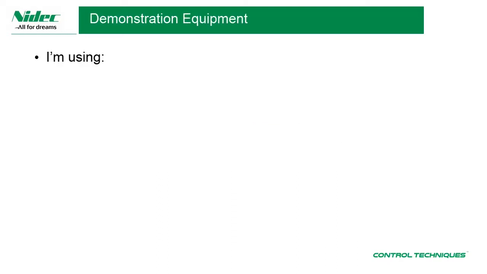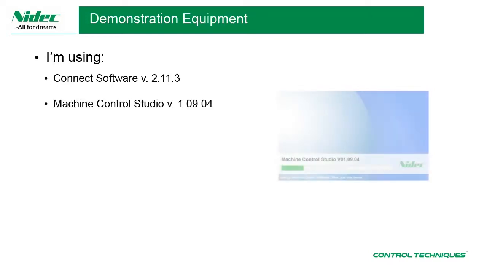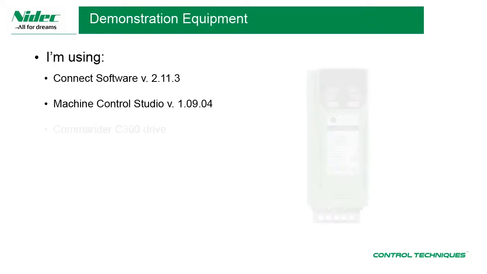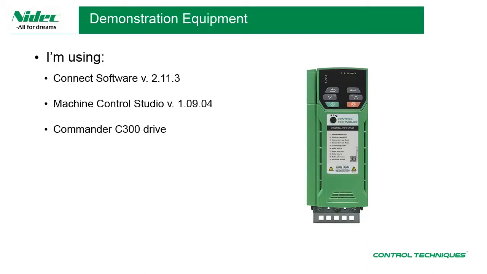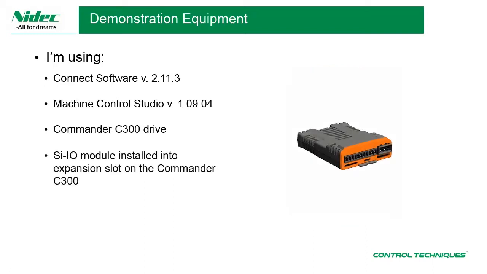The equipment that I'm using today is Connect Software version 2.11.3, Machine Control Studio software version 1.09.04. I'm using a Commander C300 drive, and I've installed an SiIO module into the expansion slot on the Commander C300. Let's have a look now at how to set up the SiIO module using Connect software.